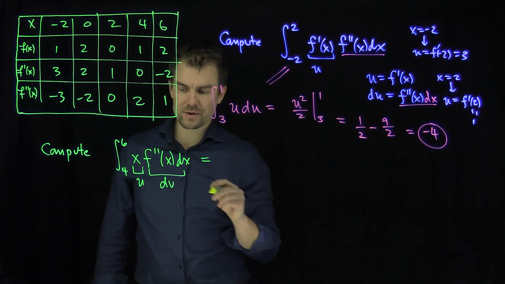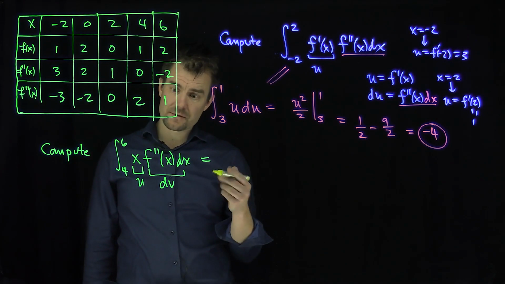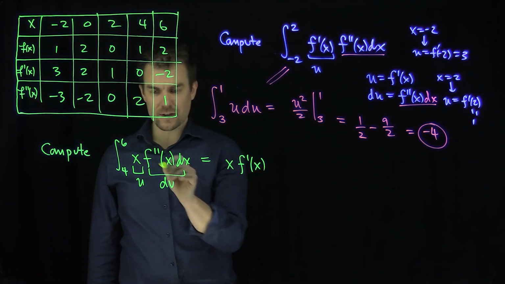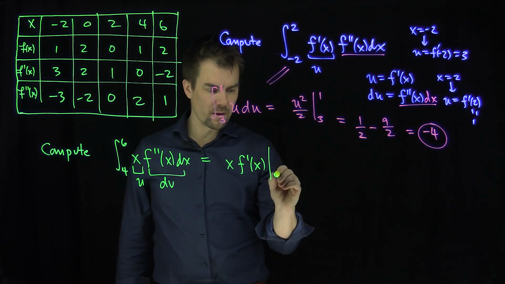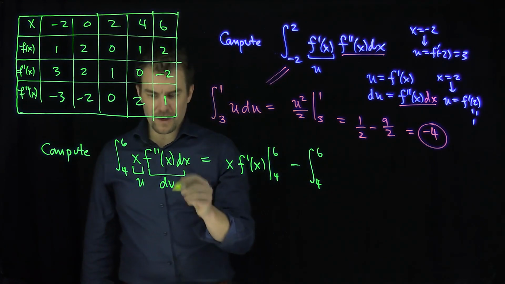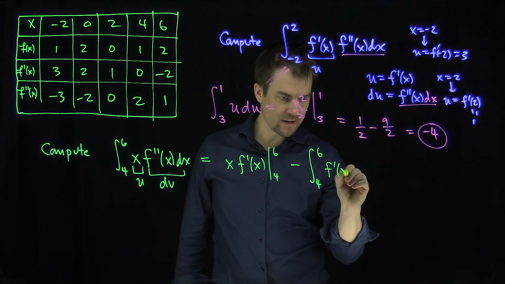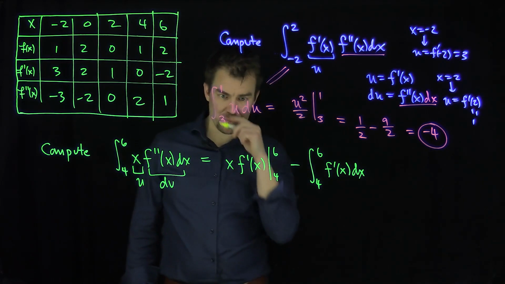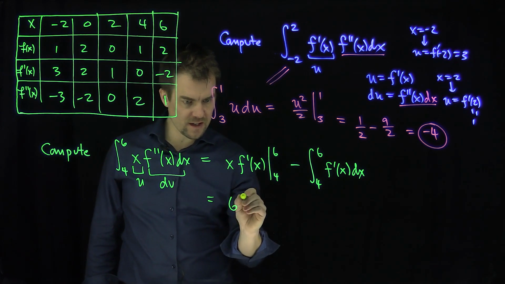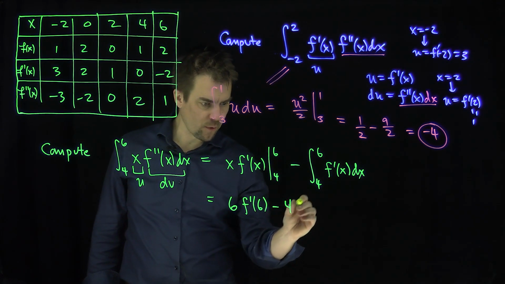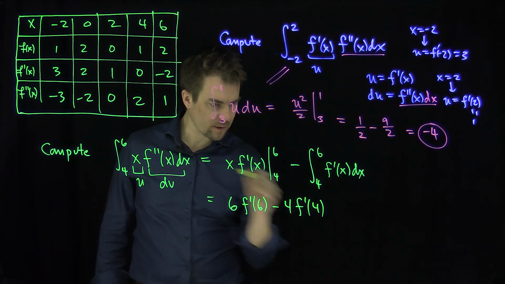So integration by parts is going to tell me what? I'm going to have u times v, so that's going to be x times f prime of x, the antiderivative of the second derivative, from 4 to 6, minus the integral from 4 to 6 of v, which is f prime of x, du, and du is just 1 dx. So let's plug these things in. I'm going to get 6 times f prime of 6 minus 4 times f prime of 4.